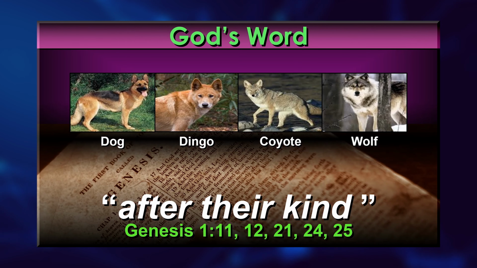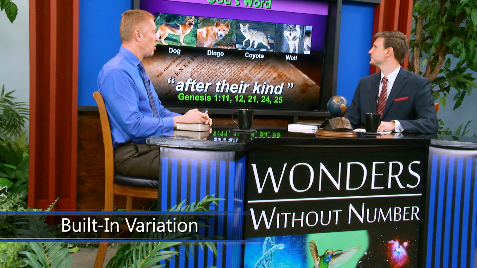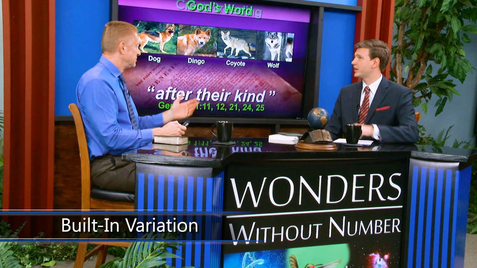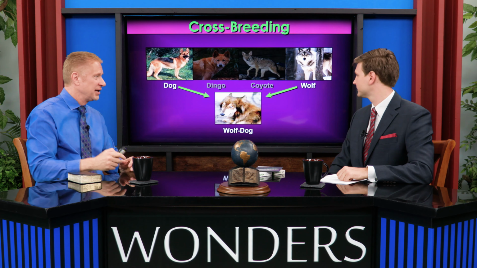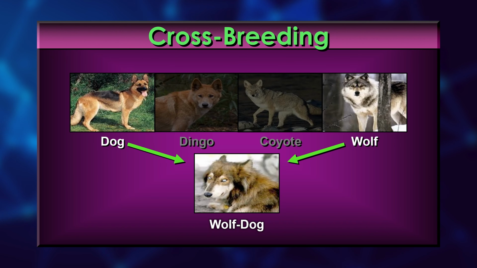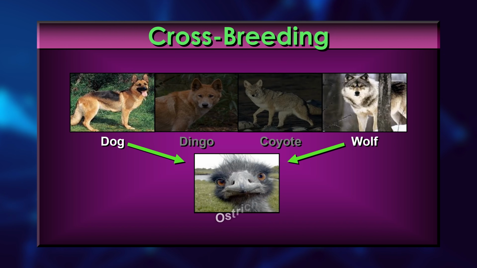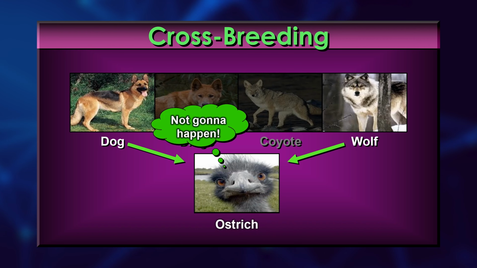Genesis says over and over that God created creatures to reproduce after their kind. Today, dogs, dingoes, coyotes, and wolves can all breed together, and any child can tell you that they're more similar. Right. Yes. And when you breed a dog and a wolf, we get a wolf dog. It's not a surprise. But you can't breed the dog and the wolf and get an ostrich. That was not going to happen because they don't have genetic information to make beaks and feathers.